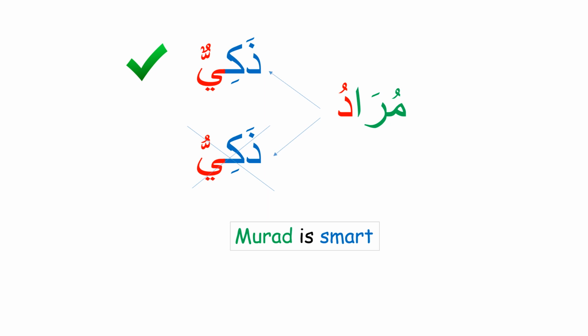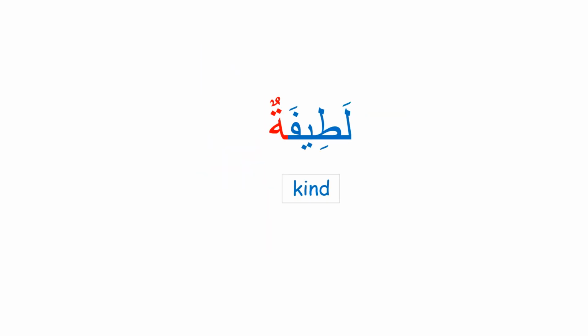Let's do it the other way this time. Topsy-turvy, my friends. لطيفة is our predicate. Please note تنوين الضم as a sign of indefiniteness and of the nominative case as well.